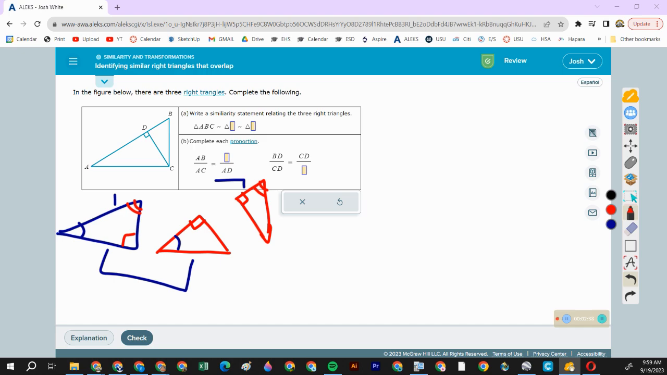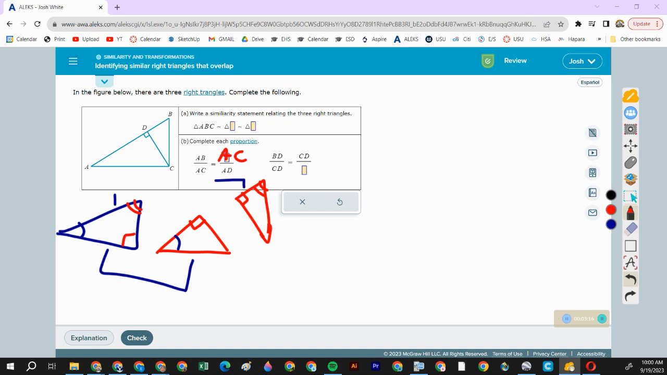Complete each proportion. AB, so that is the hypotenuse of the big triangle, divided by AC, that is the middle length of the big triangle. That is proportional to something over AD. So AD is the middle side of the medium triangle. So we need to match it up with the long side of the medium triangle, which would be AC. So this would be AC.